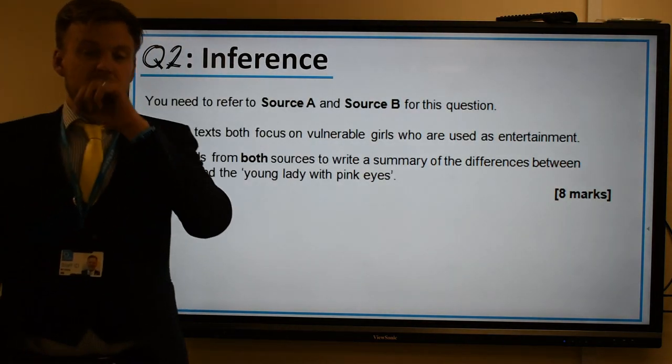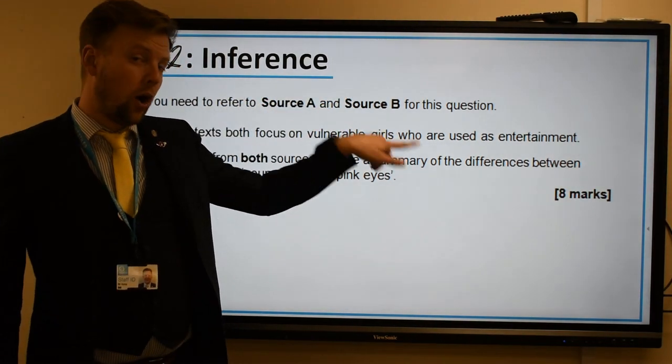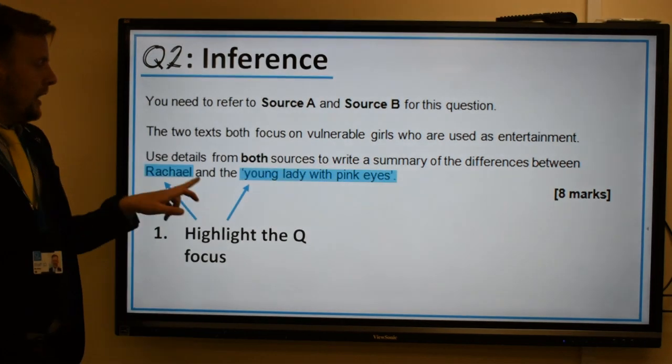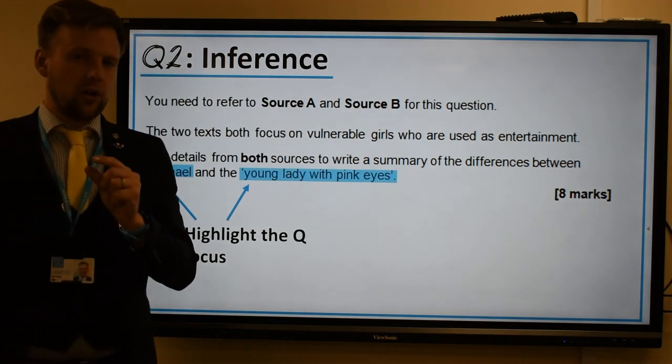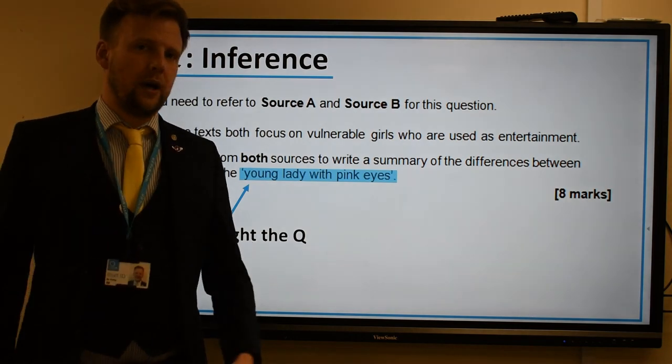Question 2. Question 2 is an inference question. It makes you think about the whole of the sources, but it only makes you focus on a very small chunk of them. It does. If you are analysing the whole extract, you've gone wrong somewhere.